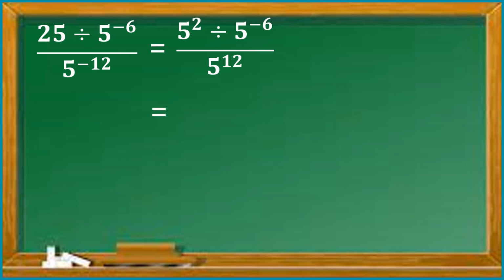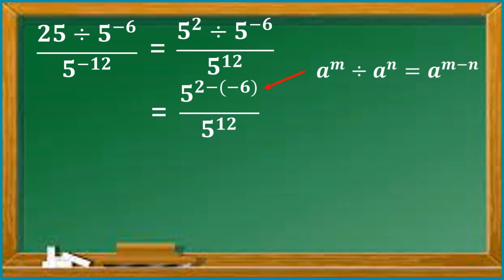Then, using another law, which is the quotient law, we are going to have 5 to the power of 2 minus negative 6 over 5 to the power of 12. So in the numerator, we use the quotient law, which states that dividing powers with the same bases, we need to subtract their exponents. Simplifying further, we get 5 to the power of 2 plus 6 over 5 to the power of 12.